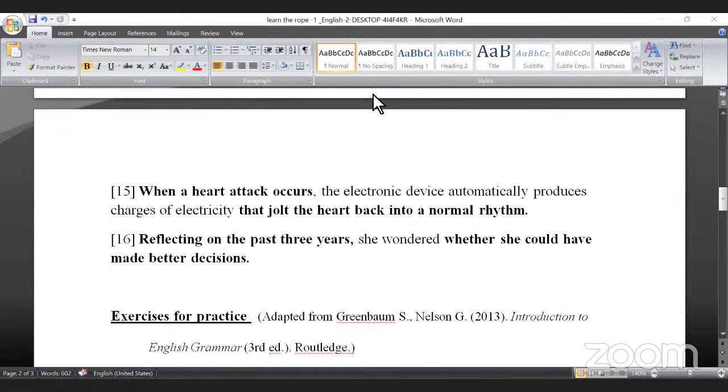Not manner. You're not reading it properly even now. See, the electronic device automatically produces charges of electricity that jolt the heart back into normal rhythm. So what is the subordinate clause talking about? It is adding additional information about the charges of electricity, right? Charges of electricity that jolt the heart back into normal rhythm. It does not answer any question about manner or how, right? So you need to keep this in mind. First of all, have a good understanding of what each segment is.